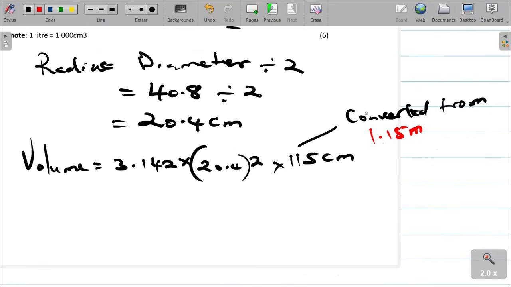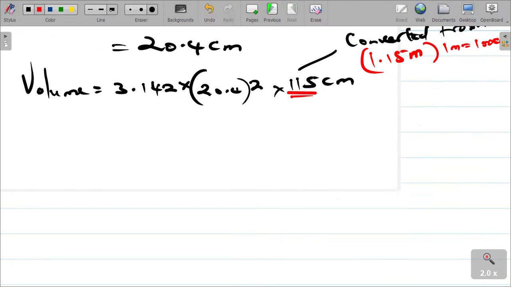1 meter is equal to 100 centimeters. That is the relationship that we use here. So we just say 1.15 meters, how many centimeters are they? We just multiply by 100 centimeters. We multiply 1.15 times 100, then it gives us this one. And then we go on.